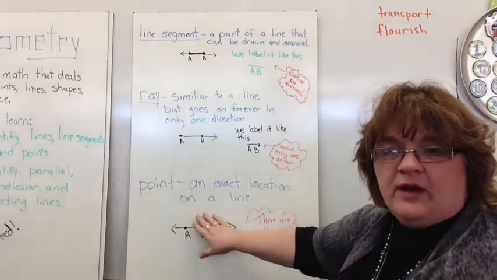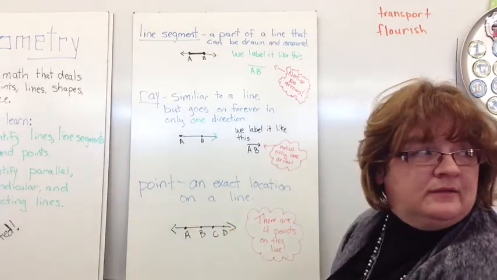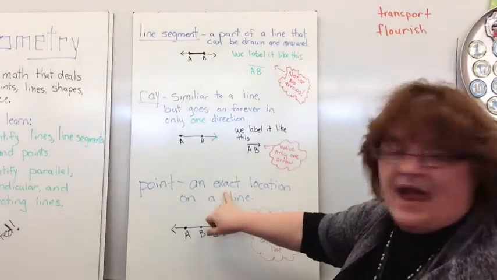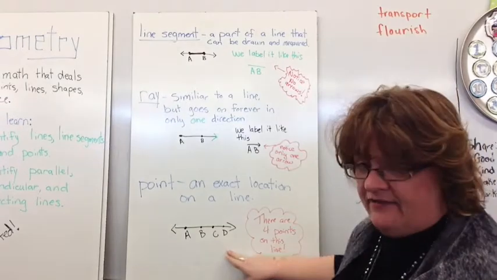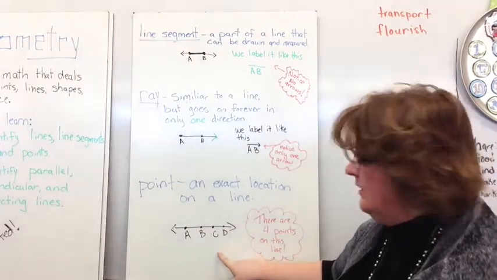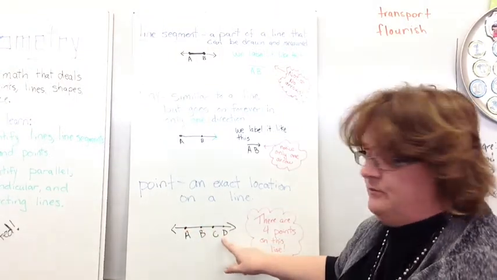Okay, let's go ahead and write down the last one, a point. A point is an exact location on the line. As you can see, I've got a line drawn here, and I have 4 points on this line. We have point A, point B, point C, and point D.